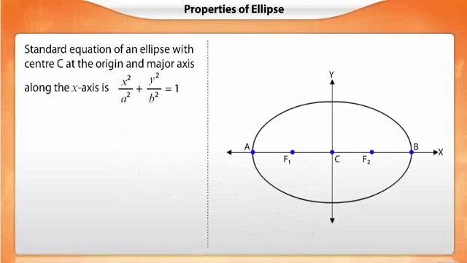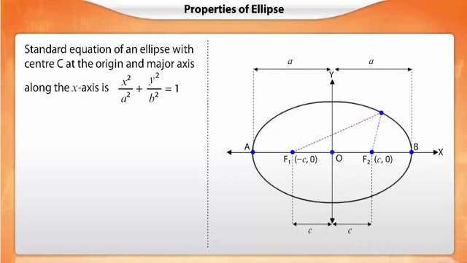The standard equation of an ellipse is given by x square upon a square plus y square upon b square equal to 1. Now let us derive the relationship between the length of semi-major axis, length of semi-minor axis, and the distance of focus from the center of the ellipse. Recall that the distance from the center to the foci is c. The length of semi-major axis is a, and the length of semi-minor axis is b.